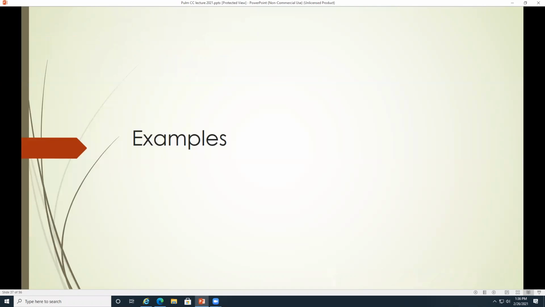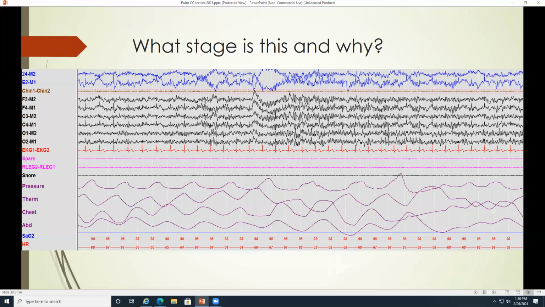So let's just go through some examples so you can try this out a little bit. All right. Anyone want to take a guess at what stage this is and tell me why they think it's that? So you think this is a K here? Okay. Any other guesses?